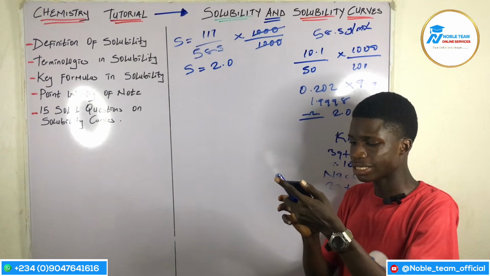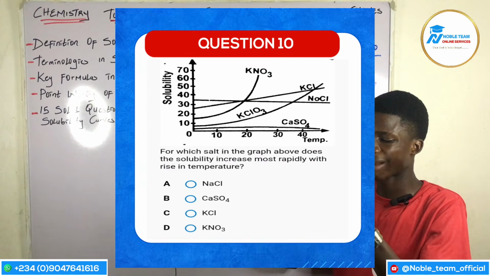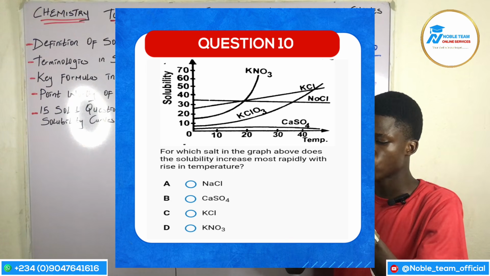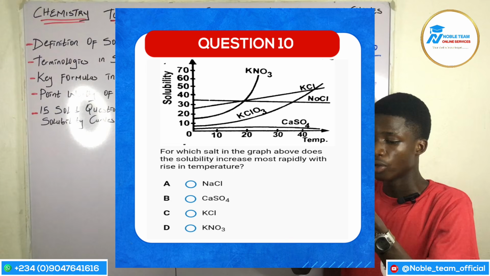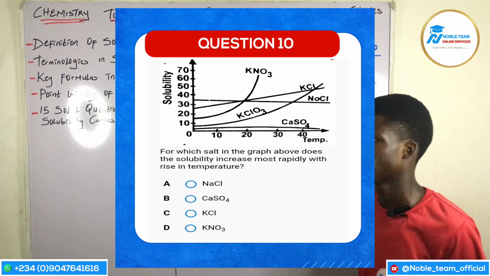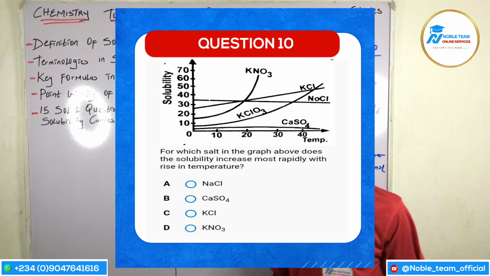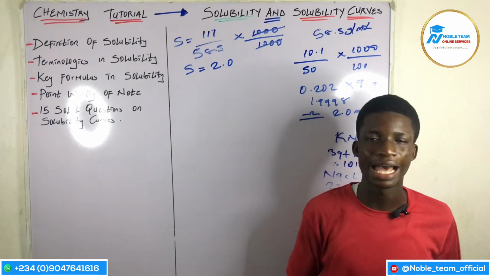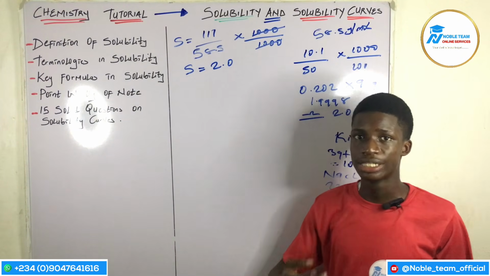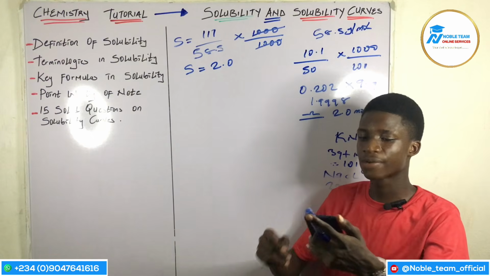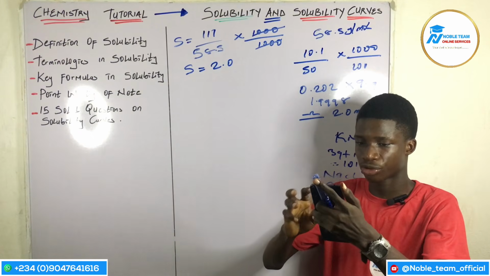Question 10 says, for which salt in the graph above does the solubility increase most rapidly with rise in temperature? Now remember when I said that in solid and liquid, as the solubility is increasing, the temperature is also increasing. You're going to be seeing the graph on your screen.